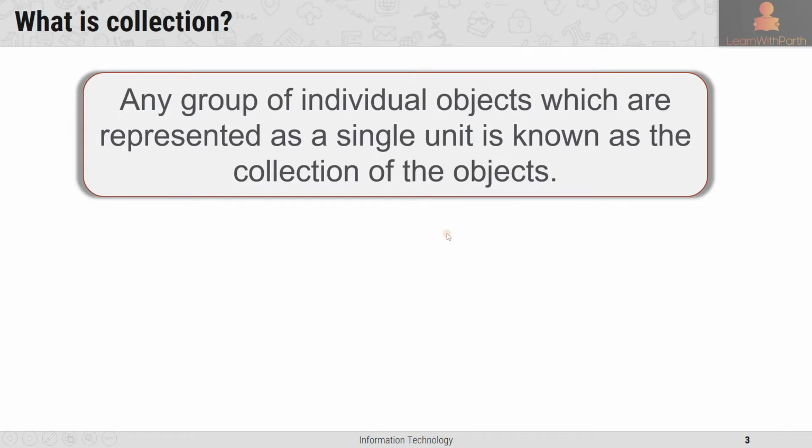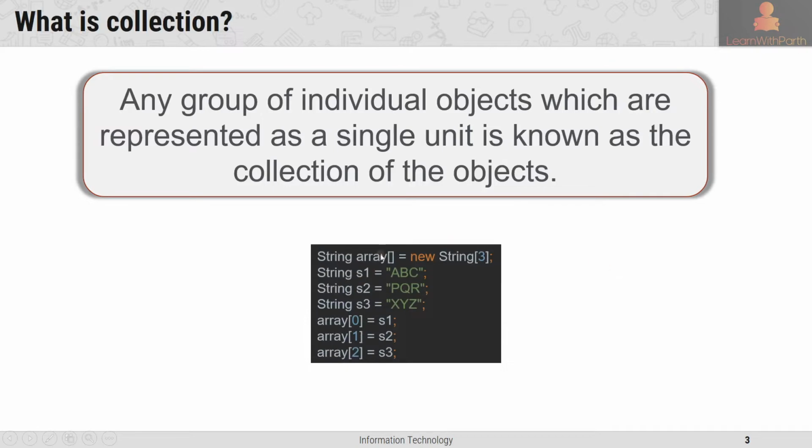So, let's see an example. Suppose you want to create a collection of strings. How can we do that? Here you can see in this example that we can declare a string array that is going to have three elements. I have declared three string objects s1, s2 and s3, and then I'm assigning the references of s1, s2, s3 to this array. So this array is going to become a collection of strings. That array could have any type of object.